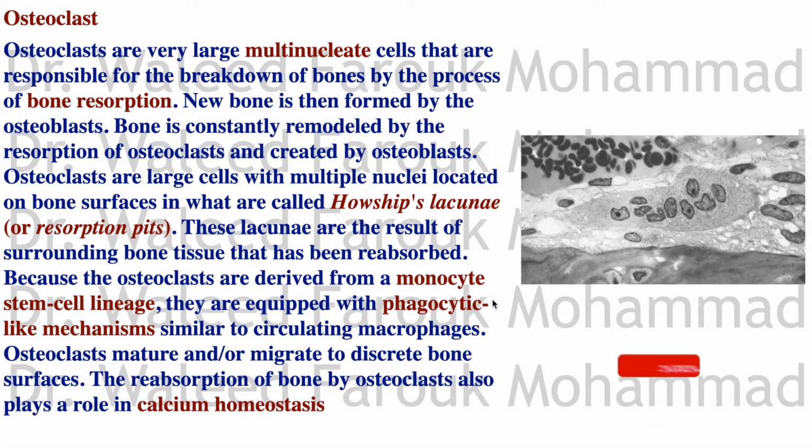In hyperparathyroidism, for example, there is an increase in the activity of osteoclasts, so an increase in the activity of bone resorption and high calcium levels in the blood, leading to weakness of the bone, or depletion of calcium from the bone.